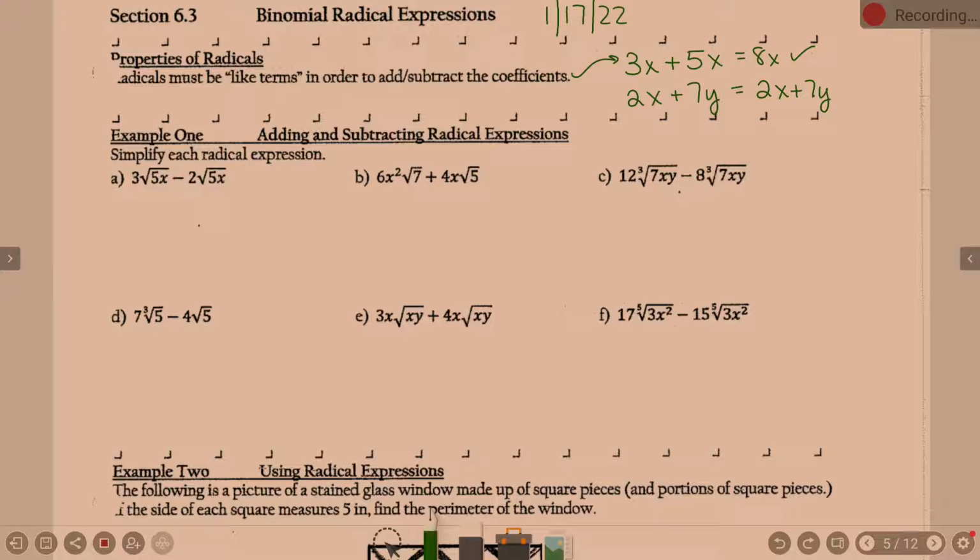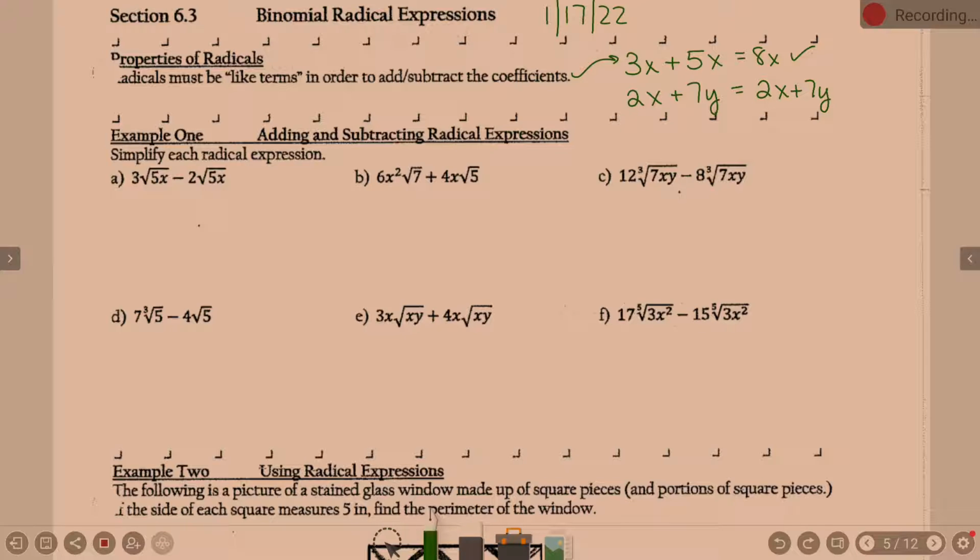So we're talking about like terms. With variables, they have to have the same variable. X's add with x's, y's add with y's. With radicals, like terms means you're not just adding a square root to a square root, it's specifically square root of x and square root of x, or square root of y and square root of y. We can't add a square root and a cube root, and we can't add square root of x to square root of y. They have to be identical radicals. So you'll like this first section. Very easy and to the point.